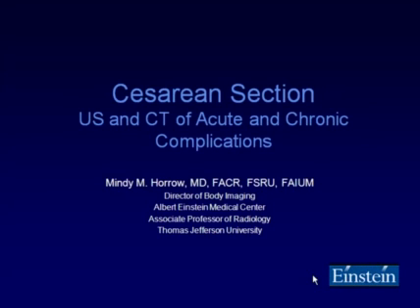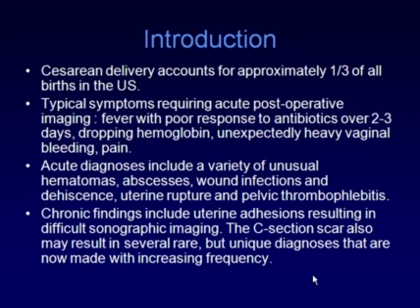In this lecture, I will be discussing ultrasound and CT of acute and chronic complications related to cesarean section. Cesarean section, at least in the United States, now accounts for approximately 1/3 of all births. Typical symptoms requiring post-operative imaging acutely would be fever with a poor response to antibiotics, dropping hemoglobin, or unexpected pain or bleeding. Acute diagnoses are a variety from relatively benign things such as small hematomas and wound infections to much more significant issues related to uterine dehiscence and possible rupture.